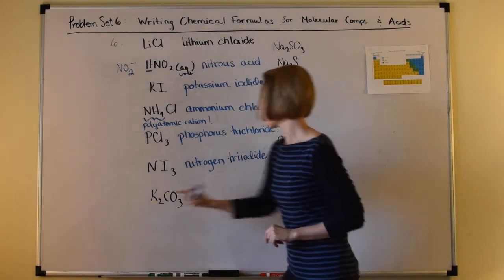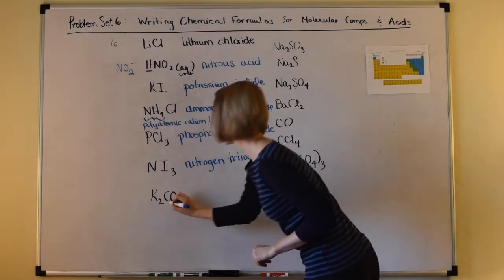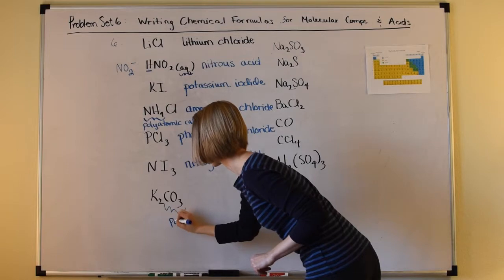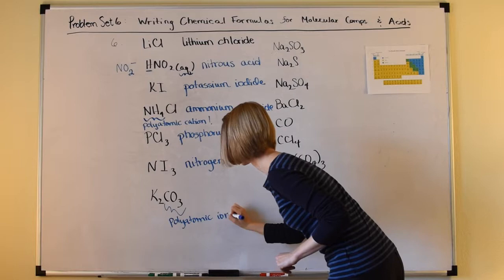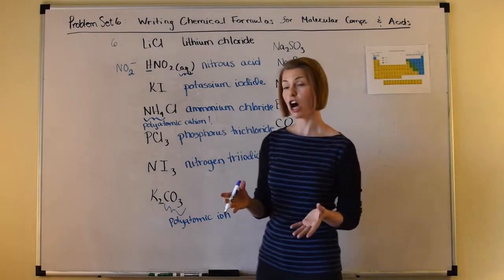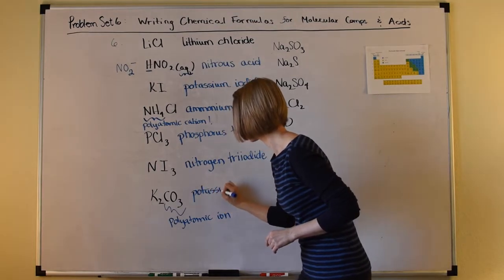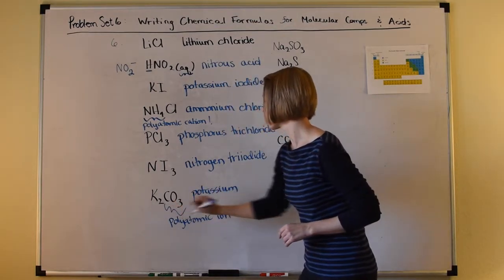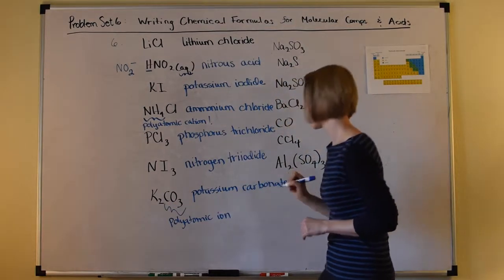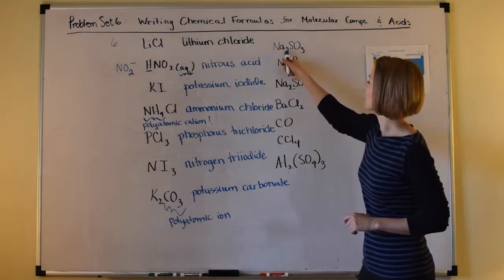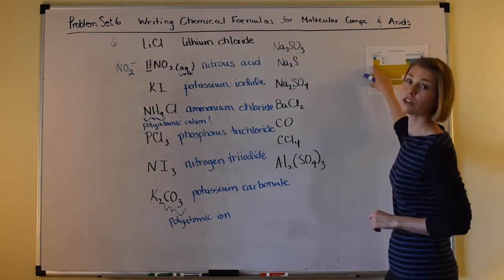All right, K, that's potassium, that is an alkali metal. Carbonate, you might recognize right away as a polyatomic anion. So this is clearly an ionic compound. So we're going to name it by the element name for the cation, potassium, and the polyatomic ion name is carbonate. Potassium carbonate.